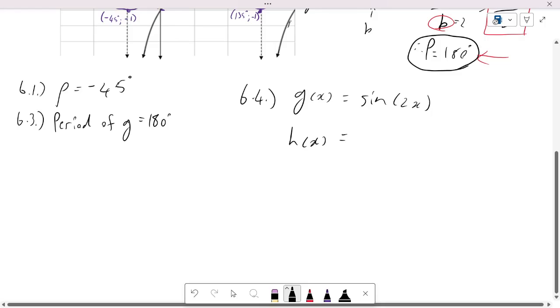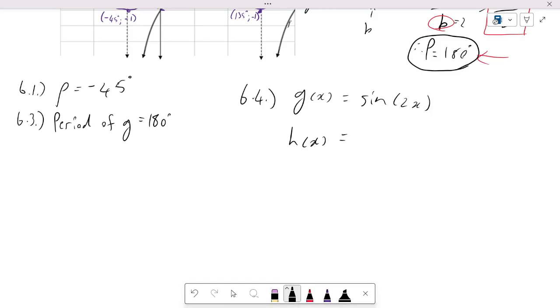and now remember it said it shifted 45 degrees to the left, which means it's going to be plus an angle, or to the right, meaning minus an angle. So it's going to be sine of 2x plus 45 degrees.